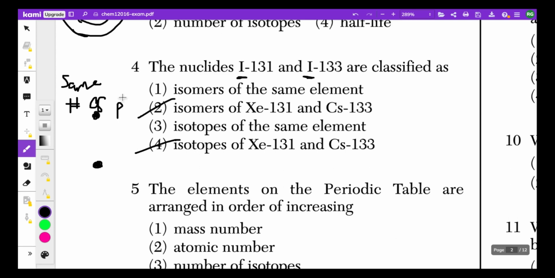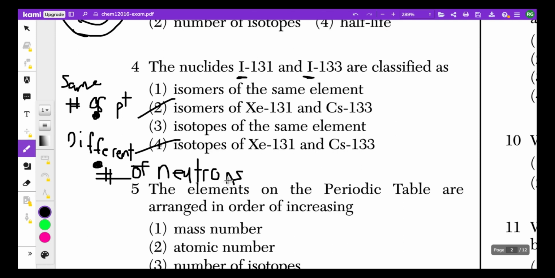Protons, but they have different numbers of neutrons. Okay. So isotopes have the same number of protons but a different number of neutrons.